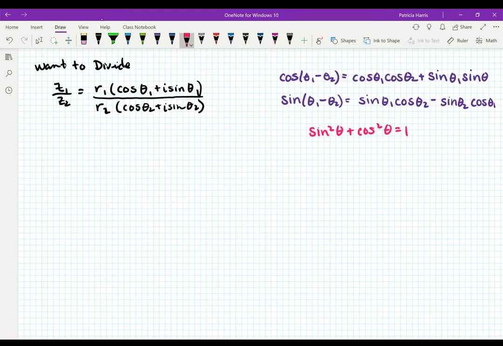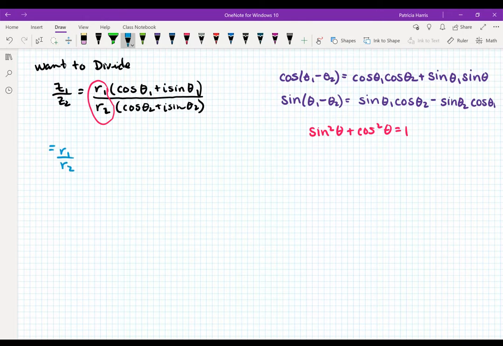Okay, so we're going to start out with this. We want to divide our z1 by z2. So this is what it would look like if I just plugged everything in. Now I'm going to use a little bit of reordering. So I'm going to separate out the moduli from the stuff in parentheses. Okay, so let's separate it out.